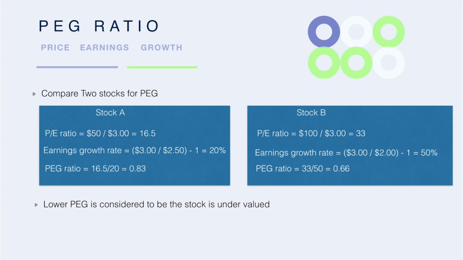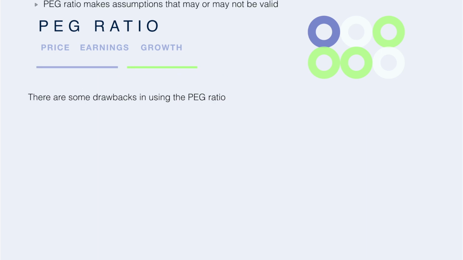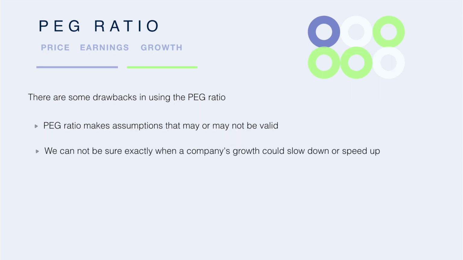There are some drawbacks in using the PEG ratio. Number 1, the PEG ratio makes assumptions that may or may not be valid. Number 2, we cannot be sure exactly when a company's growth could slow down or speed up.